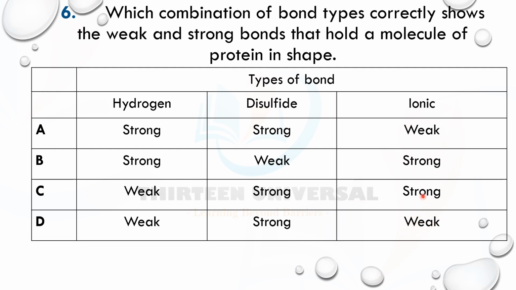It's weak. So hydrogen bonds are broken by change in temperature and change in pH. Ionic bond is broken by only change in pH. Disulfide bond can only be broken by a reducing agent. It's very strong. Okay, so please don't forget that it is D.